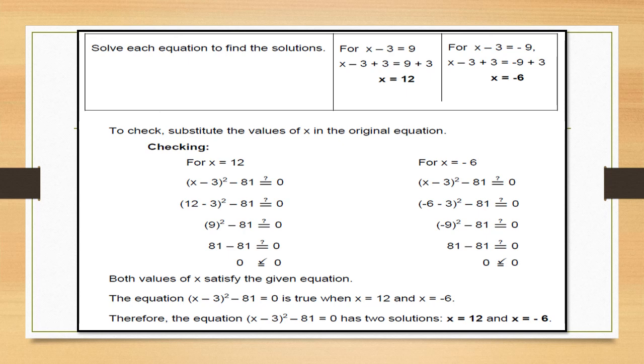To check, substitute the values of x in the original equation. So for the checking, we got the correct answer. What values of x satisfy the given equation? The equation quantity of x minus 3 squared minus 81 is equal to 0 is true when x is equal to 12 and x equals negative 6. Therefore, the equation has two solutions: x equals 12 and x equals negative 6.